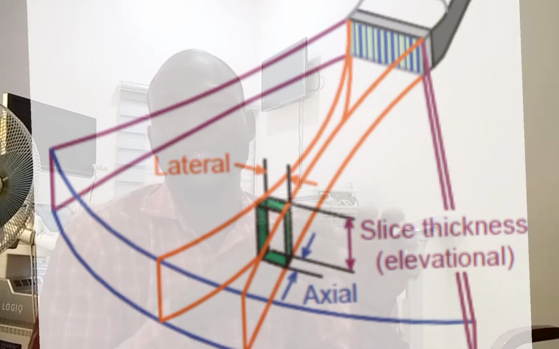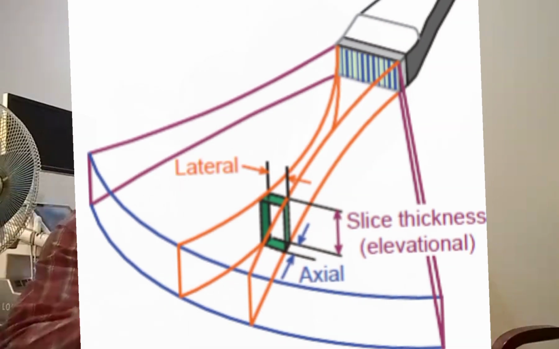It refers to the resolution that is perpendicular to the axis of the ultrasound beam. This is the ultrasound beam, and the resolution across it, perpendicular to it. That's what lateral resolution is. Lateral resolution can also be referred to as lateral, angular, transverse, or azimuthal resolution. Lateral resolution is determined by the width of the beam.